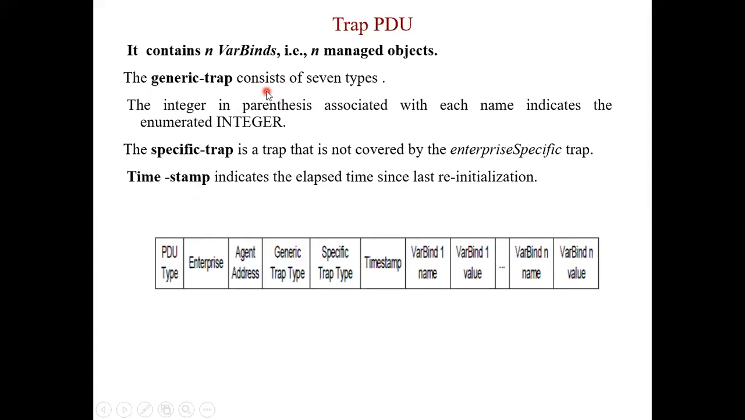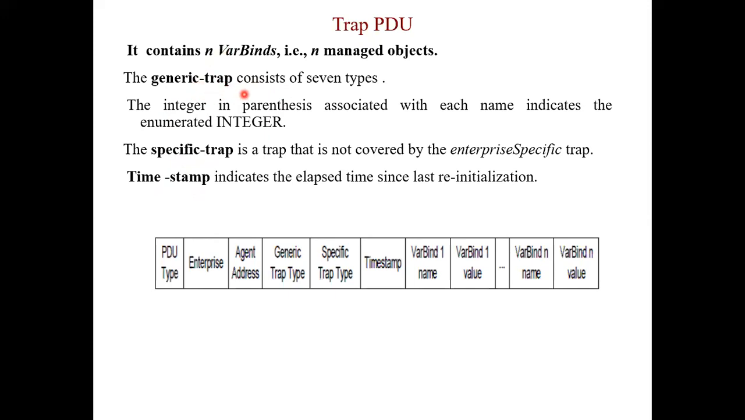timestamp. Okay, so anybody who is noting it down, making notes, because earlier students used to write, draw, everything. I don't know what you people are doing at your end. So there are three kinds of trap: generic trap, specific trap, and timestamp.